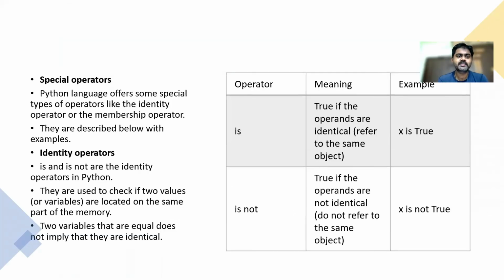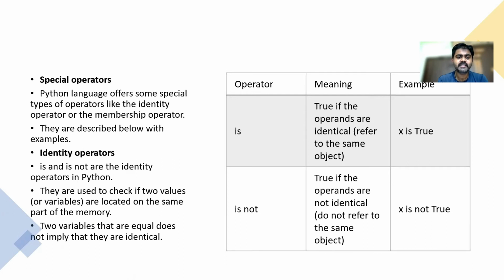Okay, so next one is special operators. Python language offers some special types of operators like the identity operator or the membership operator. So here we have identity operators. If we discuss identity operators, here we have two things: is and is not are the identity operators in Python.